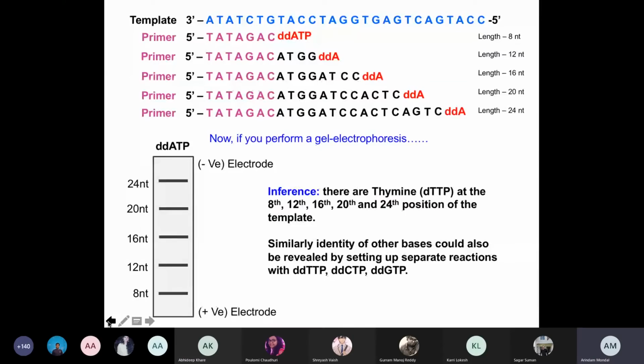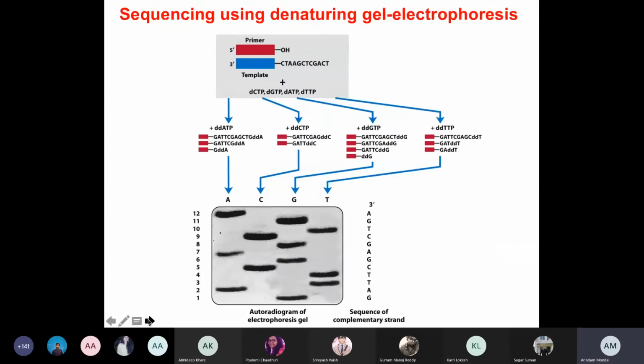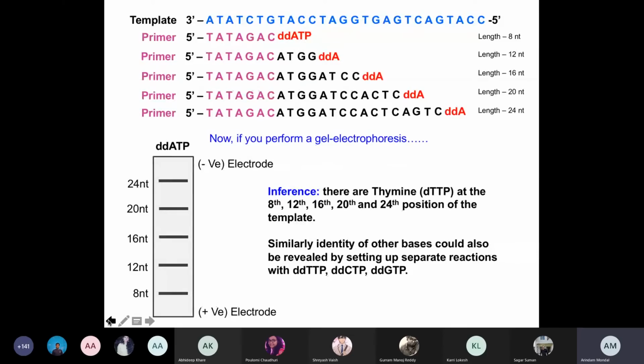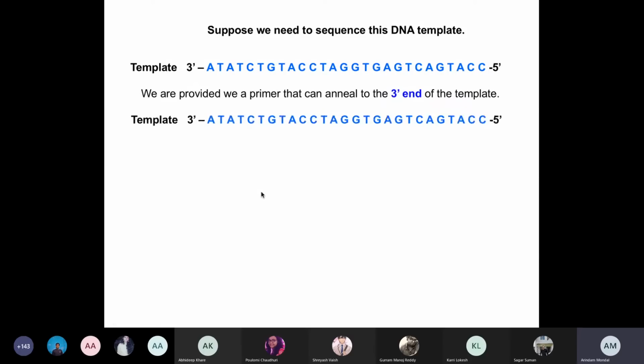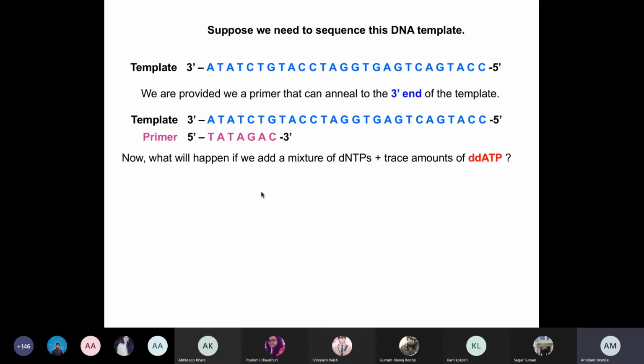So basically, in the course of Sanger sequencing, what we have discussed is that you have a template and then you have to use a primer, right? And you have to conduct four different reactions, and for each of the reactions, you should be using a mixture of four different dNTPs: dATP, dGTP, dCTP, and dTTP. And along with that, you have to use a trace amount of ddATP. Okay.